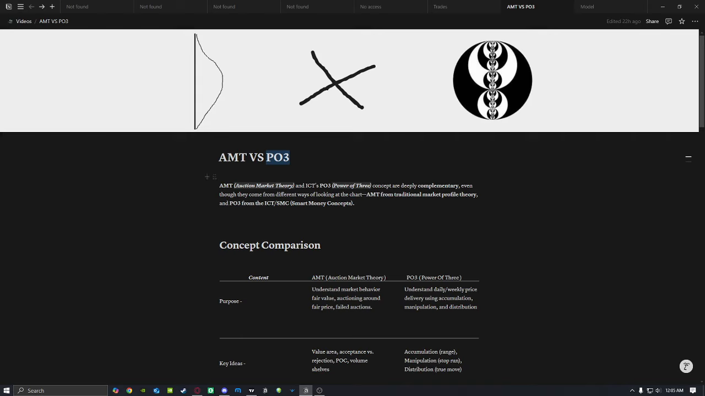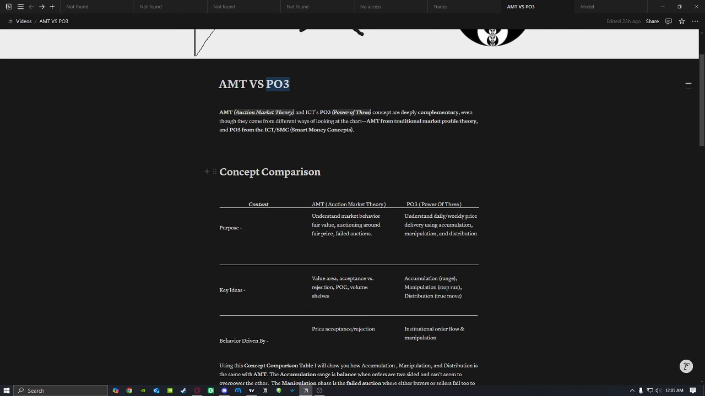So yeah, I'm just gonna go over this. Auction market theory, AMT, and ICT's Power 3 concept are deeply complementary, even though they come from different ways of looking at the chart. AMT is a traditional market profile theory, and Power 3 is ICT, SMT, smart money concepts. So I'm going to be going to this little table right here. This is a concept comparison. So we have our content, AMT, auction market theory, Power 3. So we have our purpose, our key ideas, and our behavior driven by.